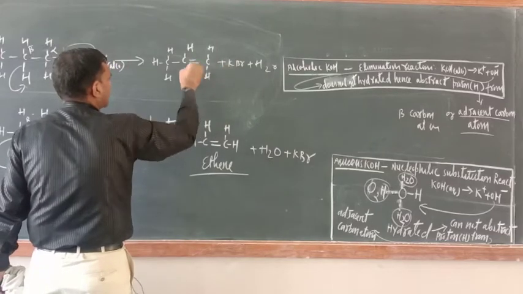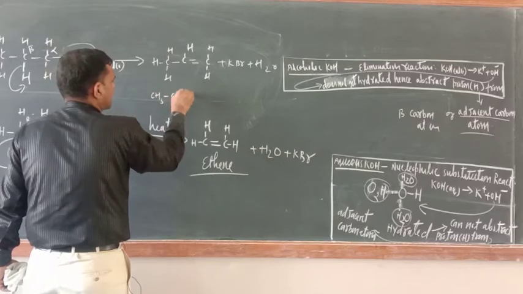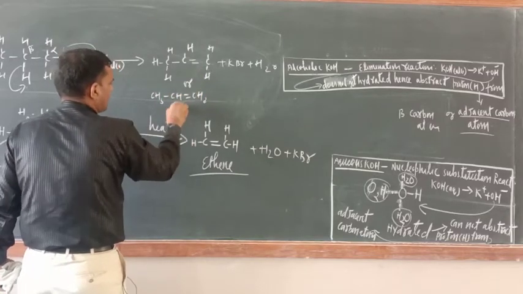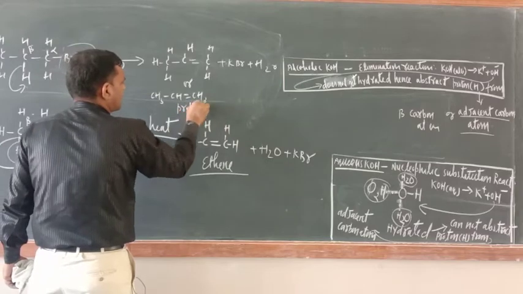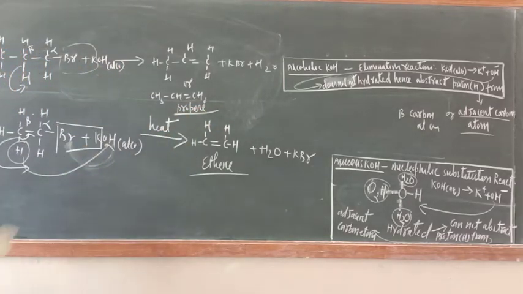Now what is the product here? You can write CH3CH=CH2. What is the name of this one? Propene is the product. So in case of an elimination reaction, the main product is an alkene.